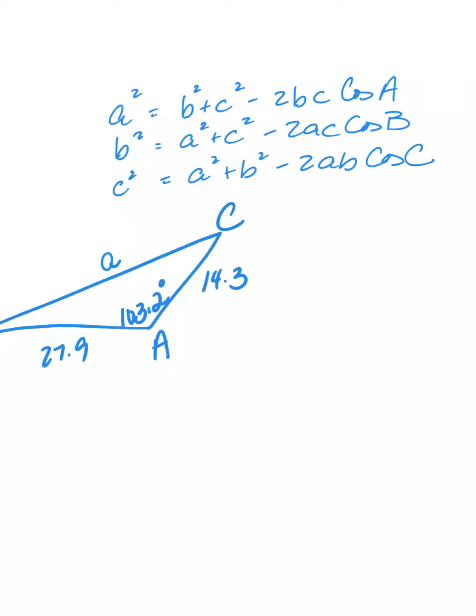All right, so we're going to use the law of cosines, and we are looking for little a. So I've got big A, and I need little a, so I'm going to use this formula right here. Everybody see it? Yeah. So the 14.3 is little b, and the 27.9 is little c. Does everybody see that? Mm-hmm. So I'm just going to put it in the formula.